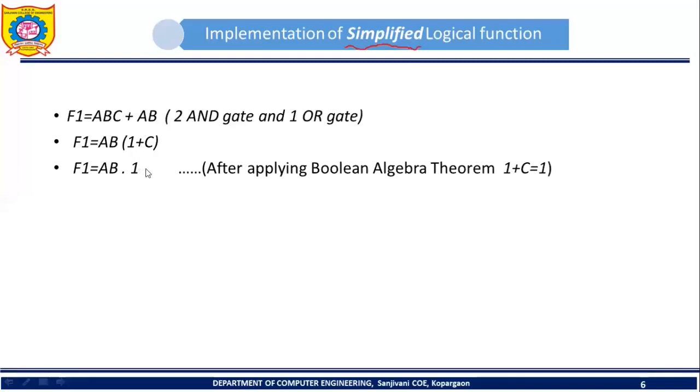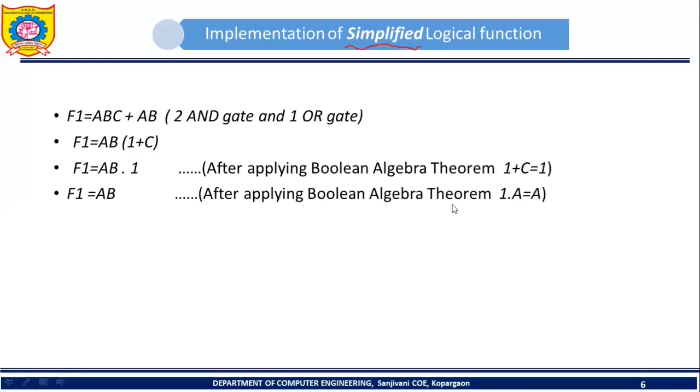Now, next. Again, what does Boolean algebra say? Boolean algebra says that 1 dot A, where dot means AND operation, so AND operation between A and 1, will always generate the result A. So here we are performing AND operation between 1 and AB. So what will be the result? The result will be AB. So this is the final simplified logical function. We have obtained this logical function from the previous one.